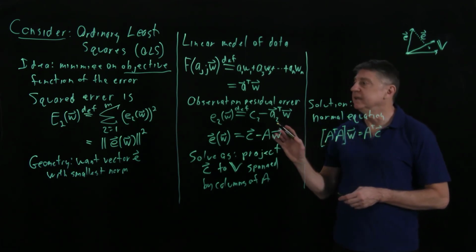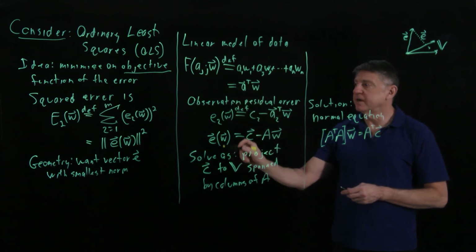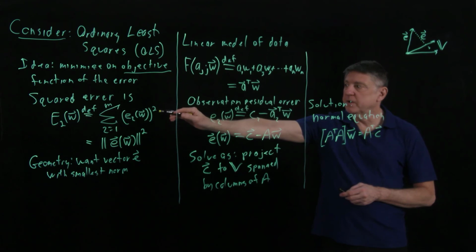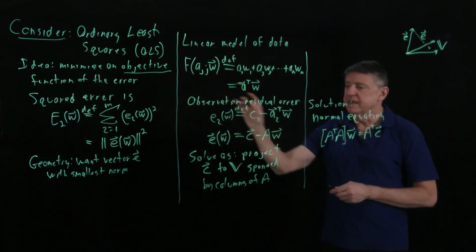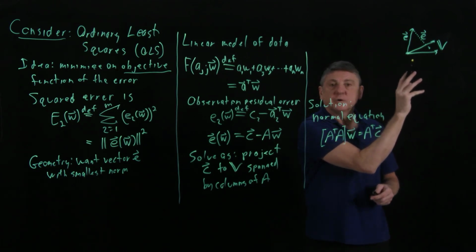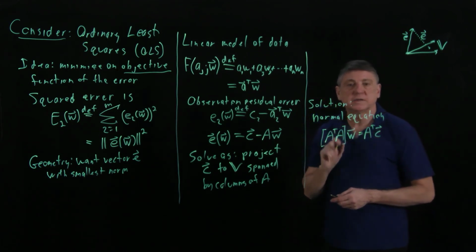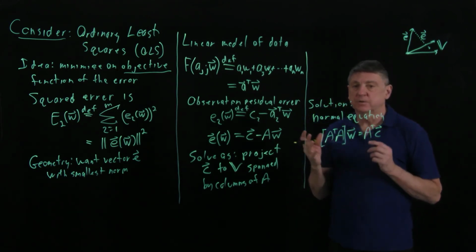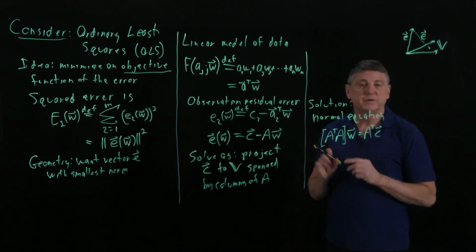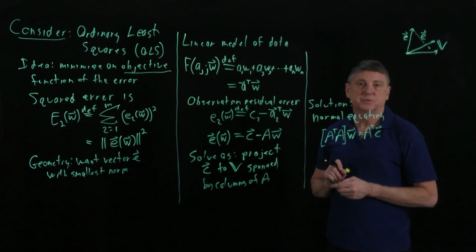And so we see that the problem of linear regression, which is to minimize the sum of the squares of the individual errors, is the same as a projection problem that we solve geometrically, and we know that the solution is the same. So linear regression by ordinary least squares is the same as orthogonal projection.